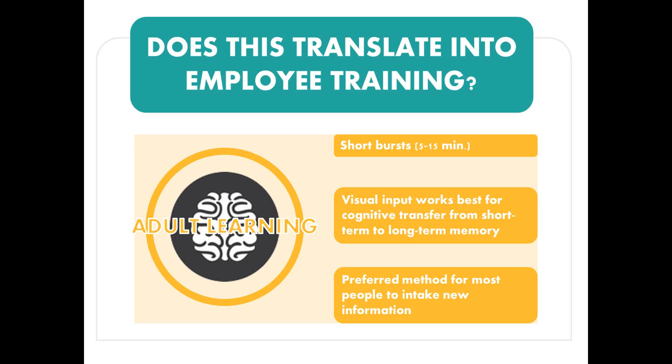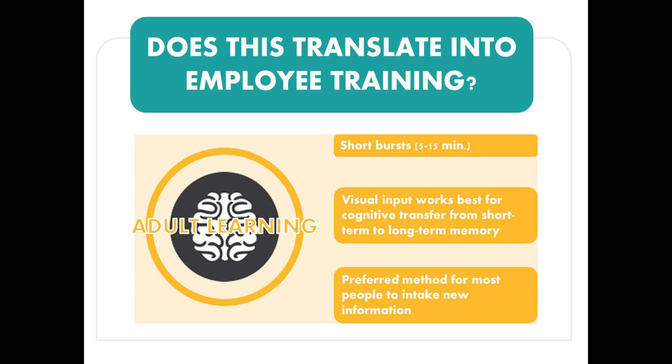But visual input works best for cognitive transfer from short-term to long-term memory. If you go back to your instructional design training and think carefully about that short-term feedback loop, you can retain somewhere between 5 and 15 minutes of content in your short-term memory on a single topic, and you need a break, and then you can commit that amount of content to long-term memory. Okay, that's the cognitive transfer loop.